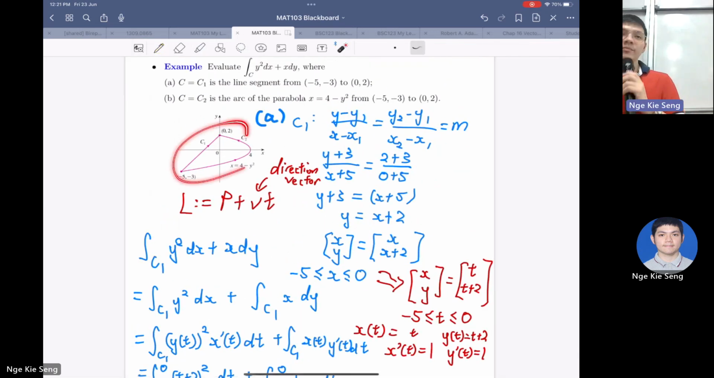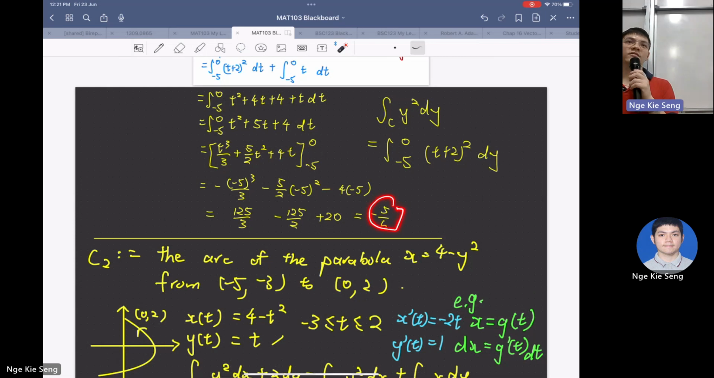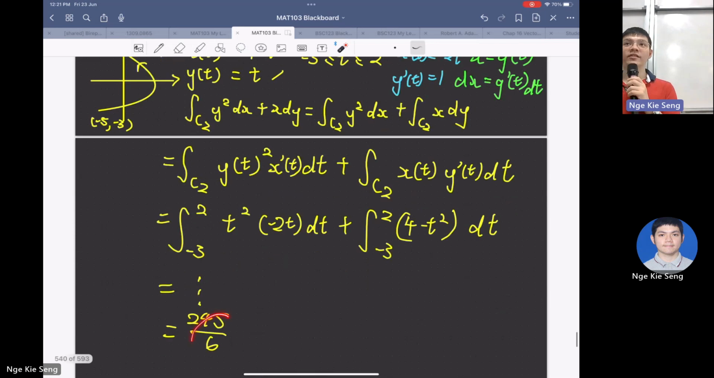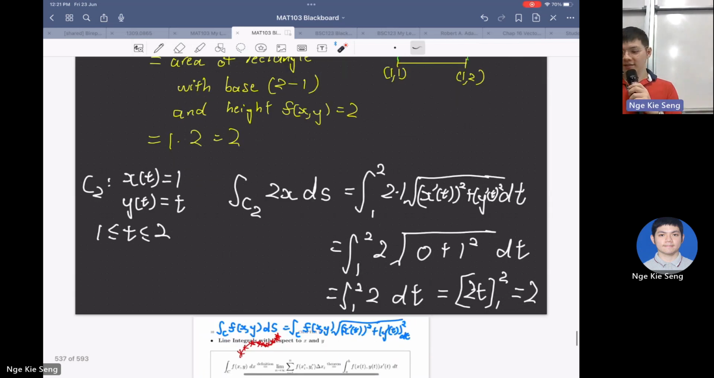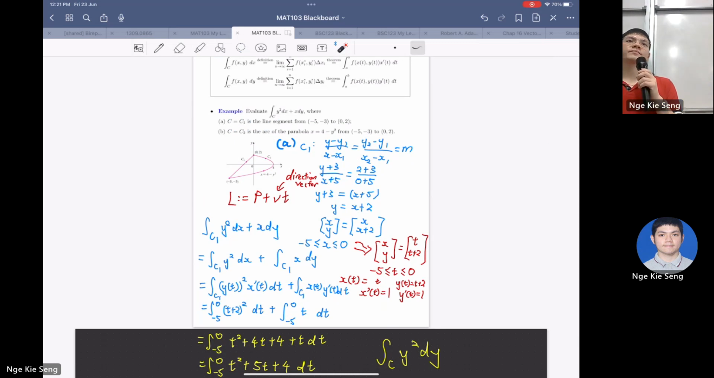So note that there's a similarity between these two paths. What's the similarity here? The endpoint is the same, okay? But what happened to our value? One of them is negative, the other one is positive. They are different, okay? So this shows that the line integral actually depends on the path you take.